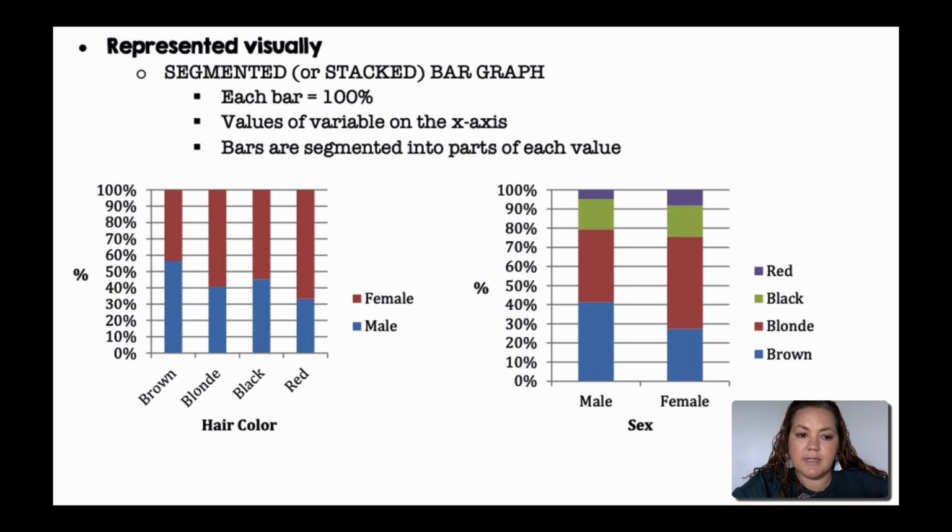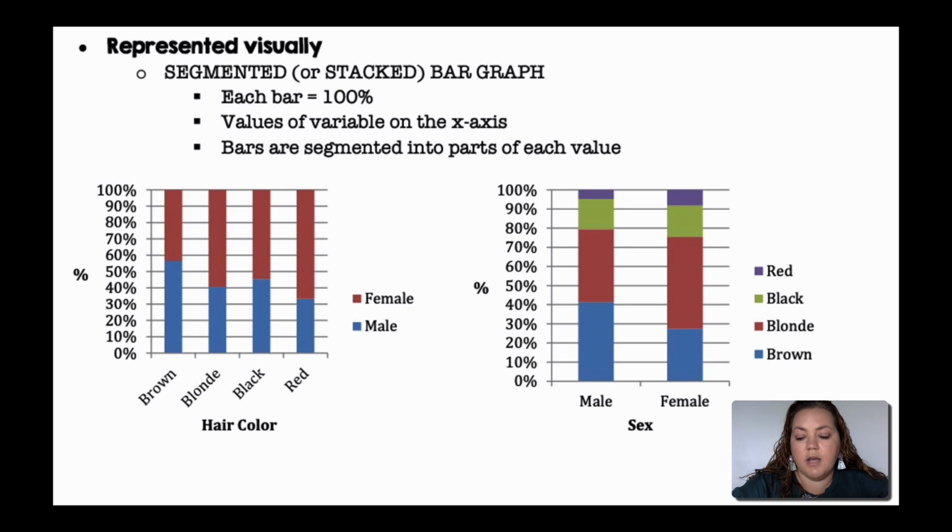We could also represent this data visually, so we can do a segmented or a stacked bar graph. So each bar would be 100%. The values of the variables are on the x-axis, and the bars are segmented into parts of each value. Okay, so we could do it by hair color, so brown, blonde, black, red, and then you can break that down into, out of that group, which proportion or which part of it is male versus female, so you can kind of see a visual size comparison. You could also do it by sex, male and female, and then do the different hair colors.